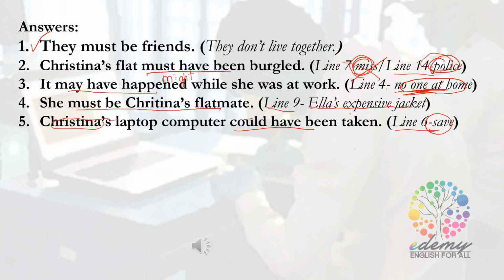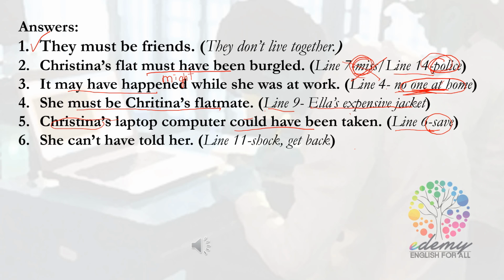Okay, we move on to question 6. Had Christina told Ella about her jacket? Choice 1, she might have told her. Choice 2, she can't have told her. The answer is choice number 2. She can't have told her.